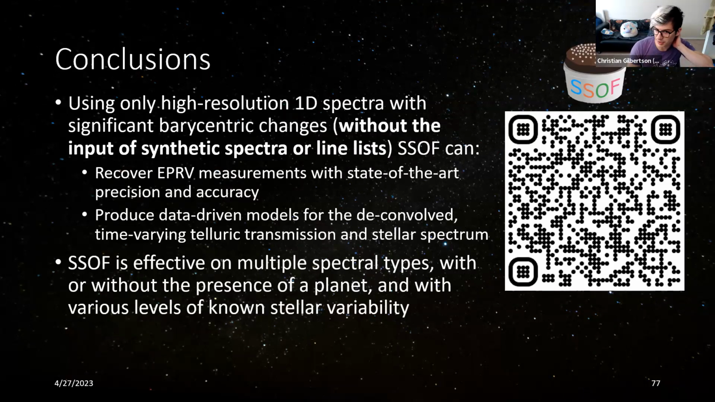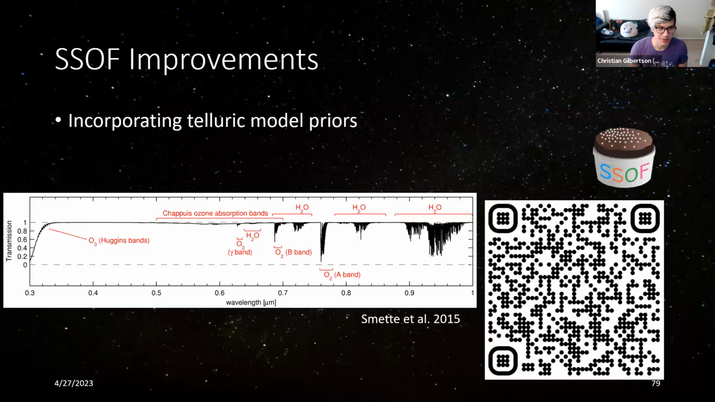known stellar variability. So some of the things that we are currently working towards are incorporating telluric model priors, just because you can relearn where oxygen and water are based on the data. You don't necessarily have to, right? We have lots of data on where we expect features to be, and we should use that, if we can.